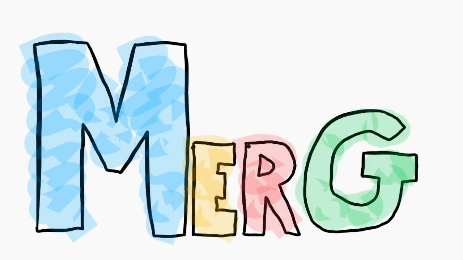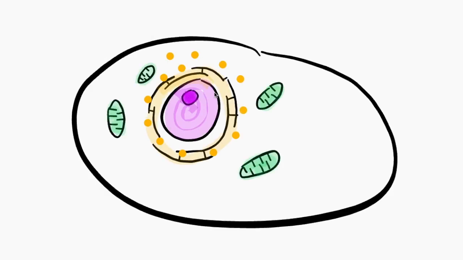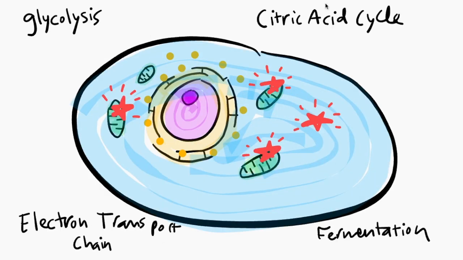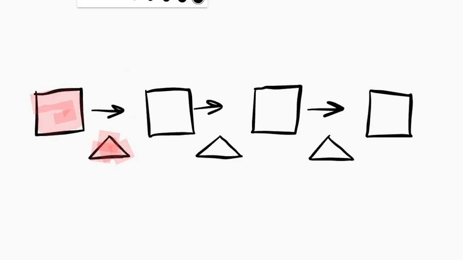It's the Merg. Let's talk about metabolism and enzymes. Metabolism can be summed up as all the chemical reactions that occur inside a cell. But in order for metabolism to proceed, there must be a specific set of pathways and enzymes regulating the process. It's a step-by-step procedure that produces products. And these products in the previous steps become the reactants in the next steps to creating a totally new product.